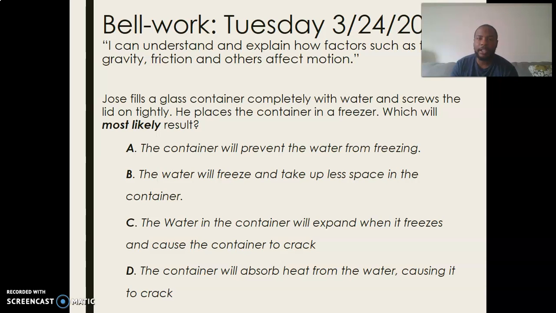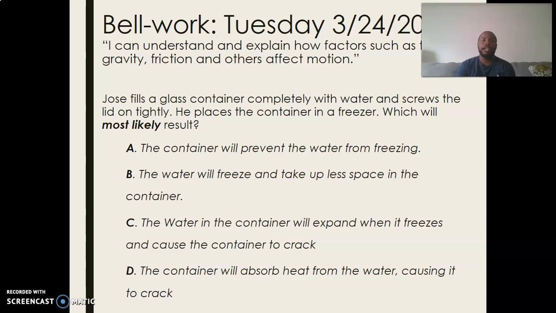Would it be A, the container will prevent the water from freezing? B, the water will freeze and take up less space in the container? C, the water in the container will expand when it freezes and causes the container to crack? Or D, the container will absorb heat from the water, causing it to crack? Okay. First things first, as we always teach you guys, make sure you read the question again for understanding, and then read the answer choices to figure out which answer best suits the question, because you're looking for the one that most likely will result.